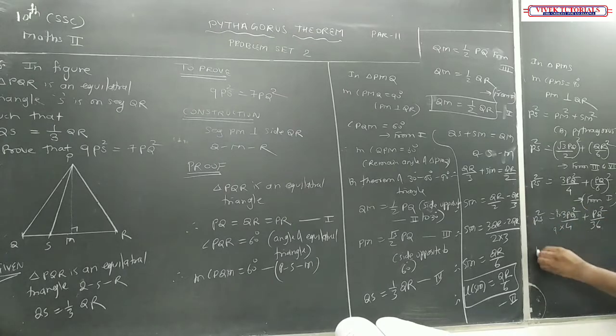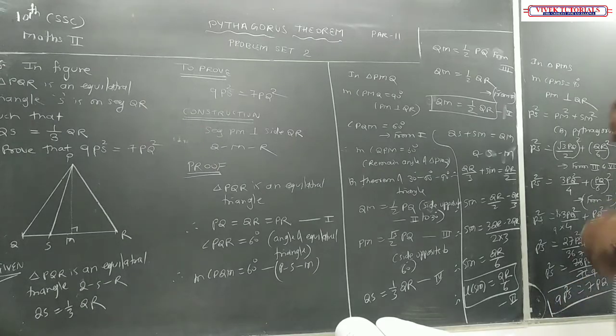So what you got now? PS square is equal to 27 PQ square upon 36 plus PQ square upon 36. PS square is equal to 28 PQ square upon 36. It gets cancelled and we got 9 PS square is equal to 7 PQ square. It is your final answer.